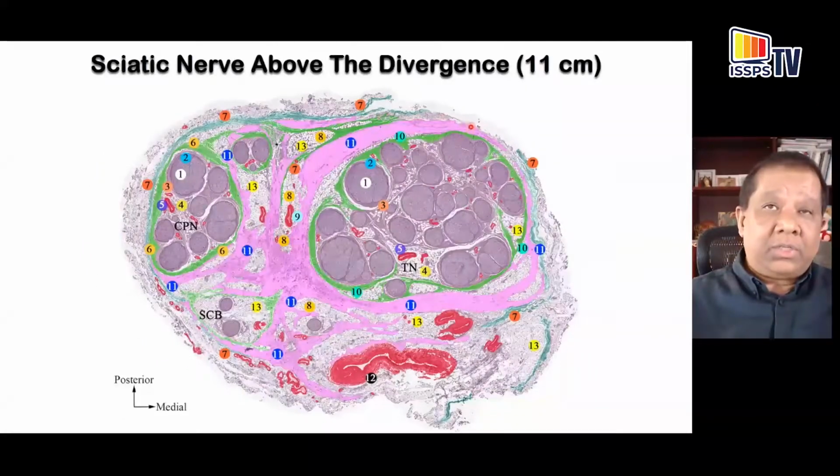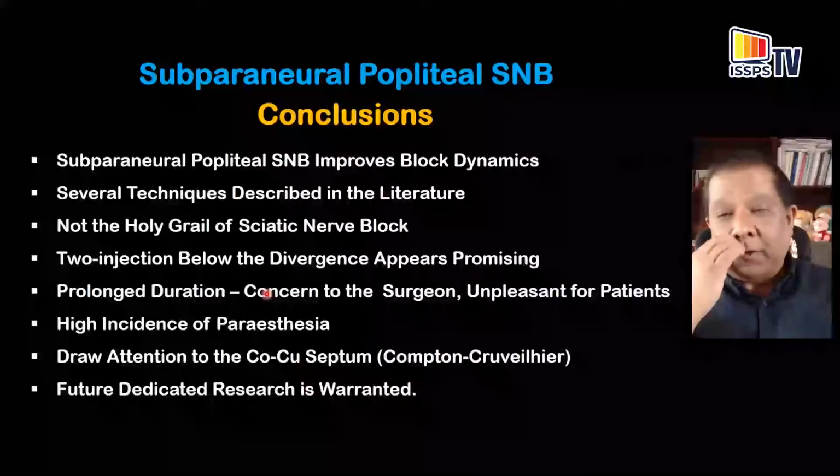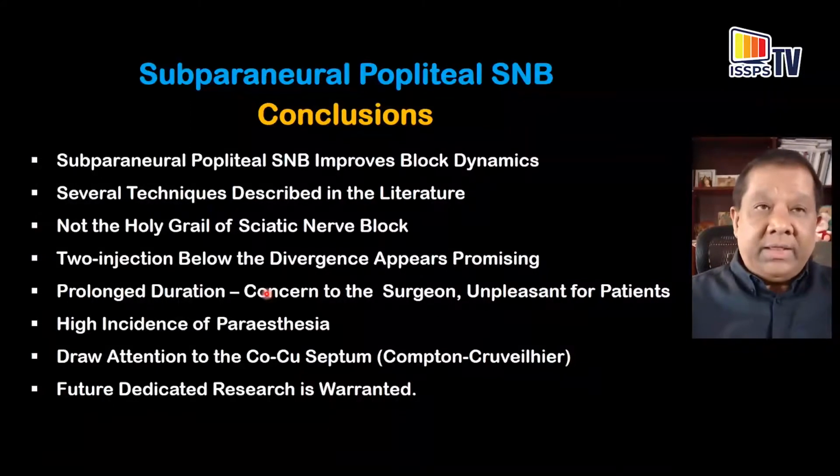And this is just about 11 centimeters above the divergence. You can see between the common peroneal and tibial nerve, there's a lot of this injectate of the marker between the two nerves. And this probably accounts for the septum that we can see in the ultrasound.